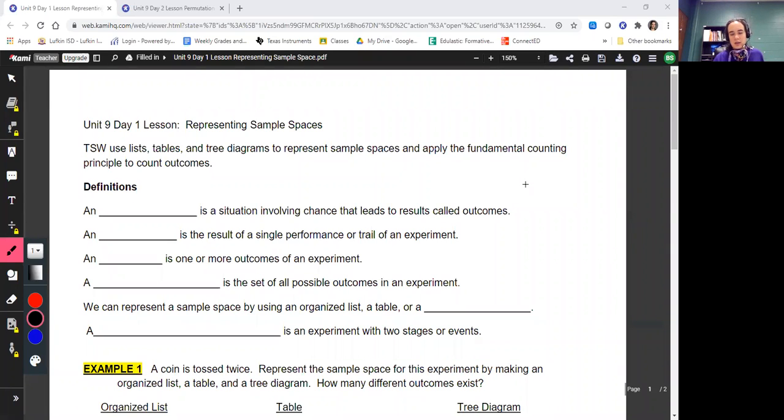Today we are starting Unit 9, it's our last unit, on sample spaces and probability. So we've got a little bit of vocabulary first. An experiment is a situation involving chance that leads to results called outcomes.